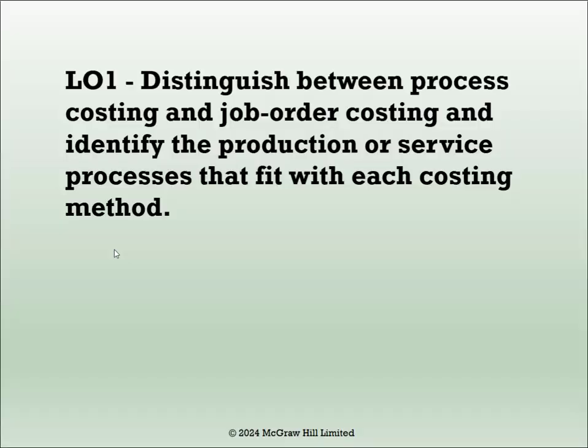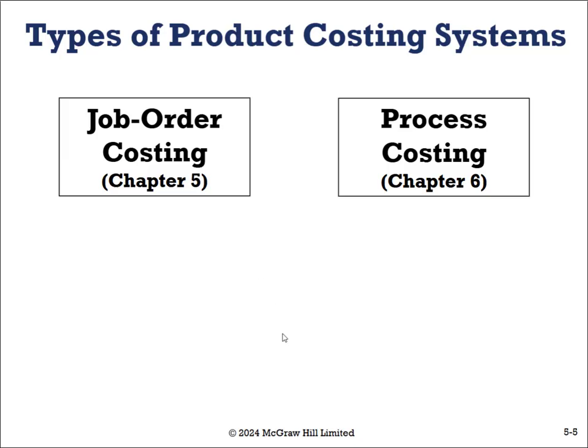All right, so first off, let us look at distinguishing between process costing and job order costing. In Chapter 5, this chapter, you'll be looking at job costing. And in Chapter 6 that we won't be covering in Managerial Accounting, that's when they would be looking at process costing. So we're focusing on job order costing.